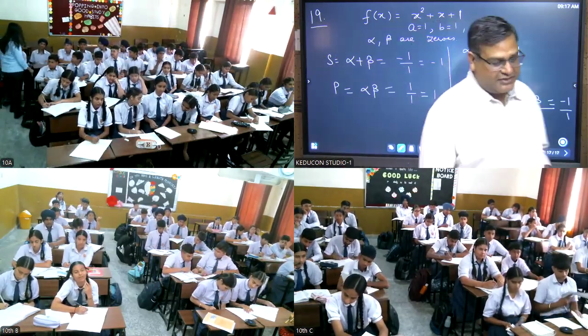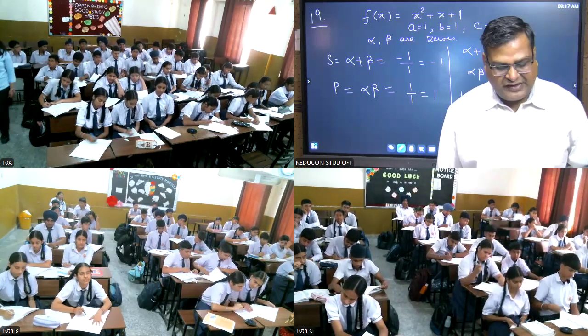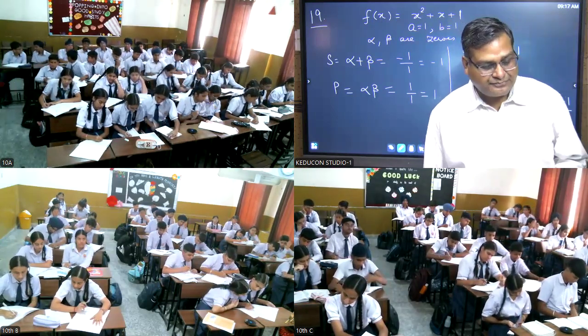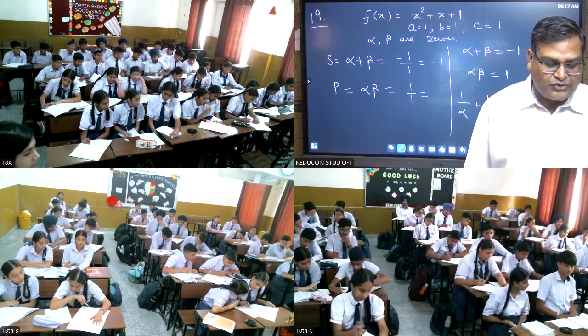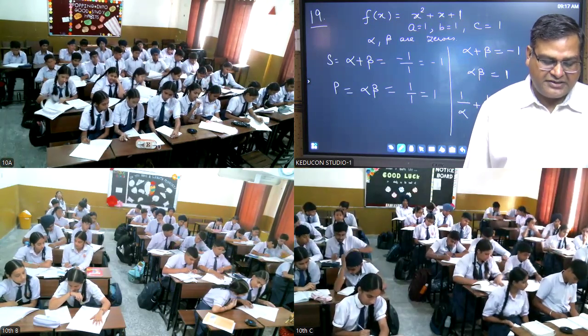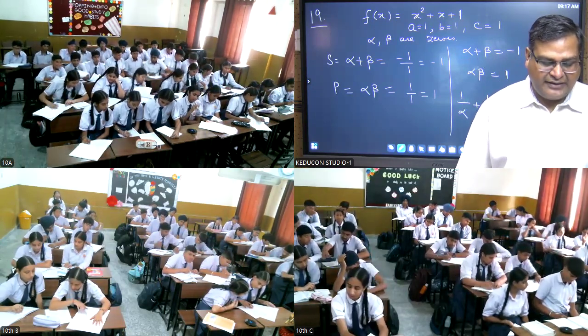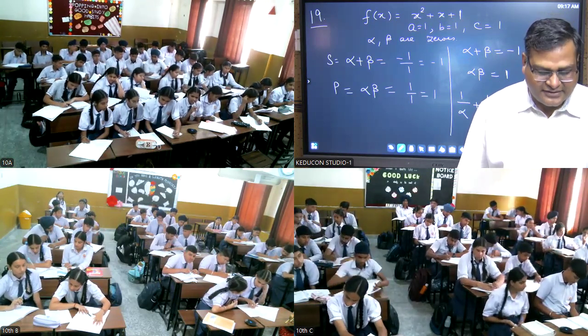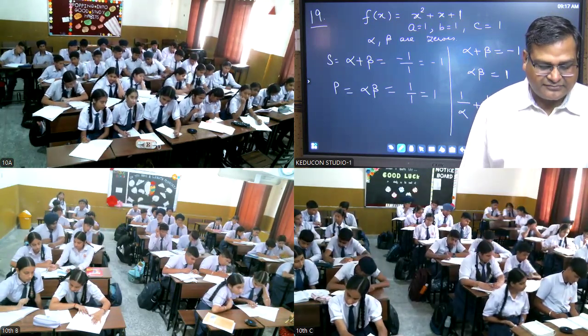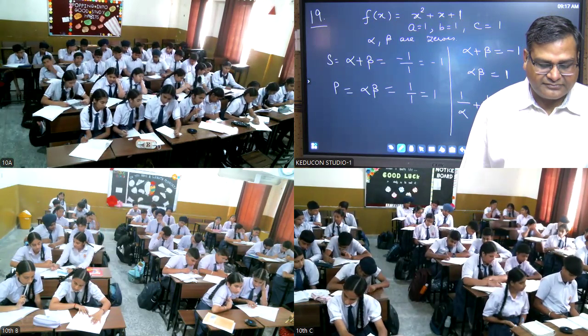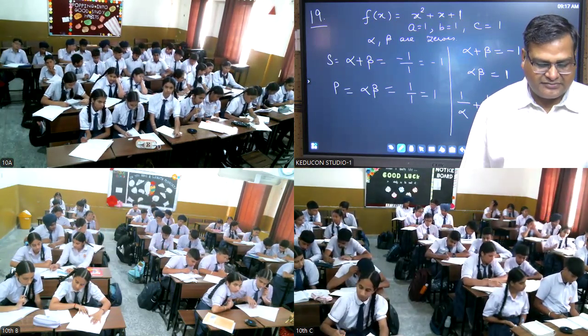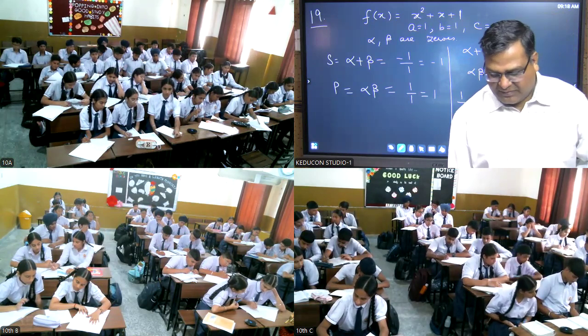Very good, students. Now we move to question number 20. It's a fill up. If product of two zeros of a dash is the relation between a and, yes. What will be the fill up here, students?